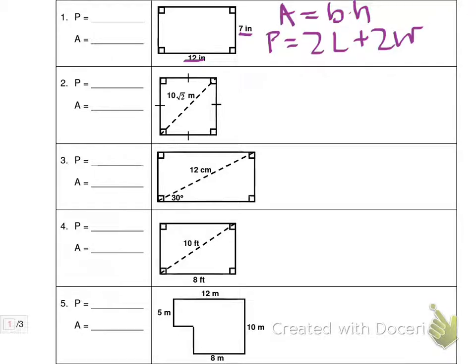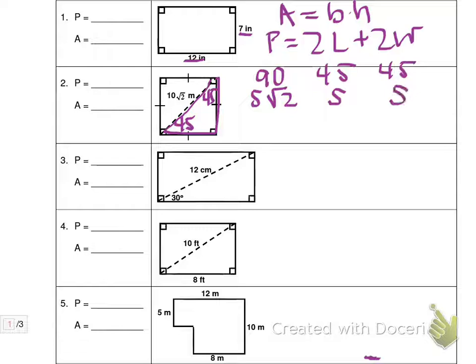Number 2, we have our diagonal is 10 square roots of 2. Since this is a square, this triangle that it makes right here makes that a 45, 45, 90 triangle. So when we do 45, 45, 90, 90 is S square root of 2, 45 is S, and the other 45 is S.